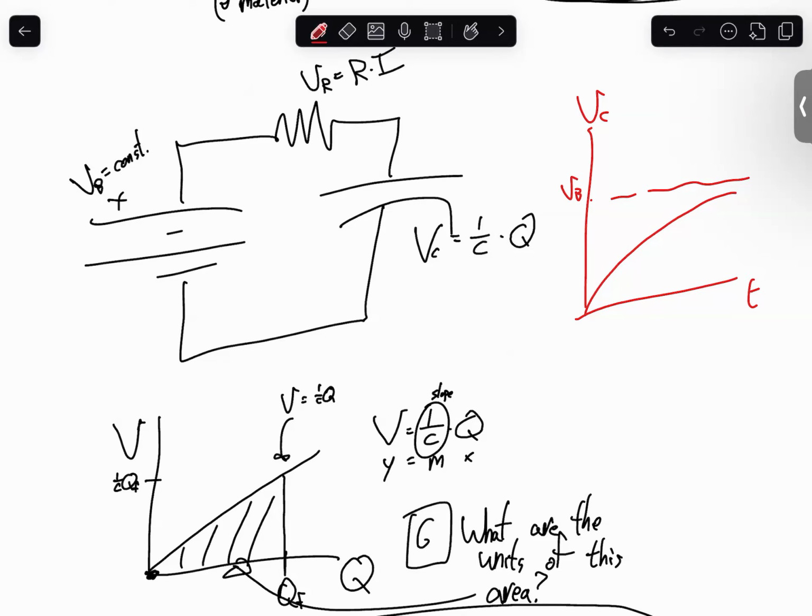Okay, so question G, skip over F. Question G, what are the units of this area? Voltage on the y, Q on the x. What is a volt coulomb? You may turn to your neighbor too. It is a single, simple answer.